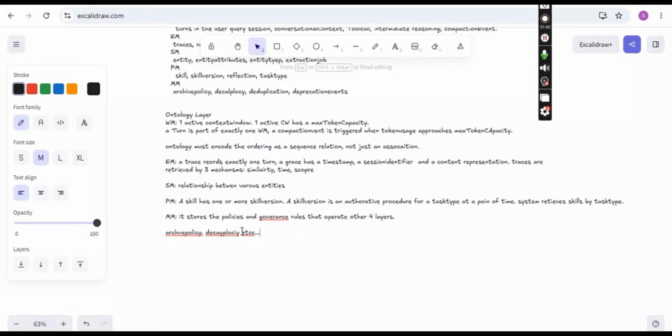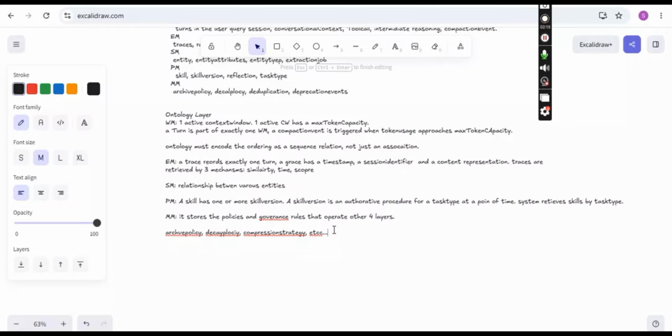Compression, here you can say compression strategy. When the token usage approaches the maximum token capacity, then we have to compress that. So some kind of compression strategy, threshold trigger, and all those concepts. So the ontological relation: every archive policy applies to one or more target layers. A decay policy defines a decay function over time.